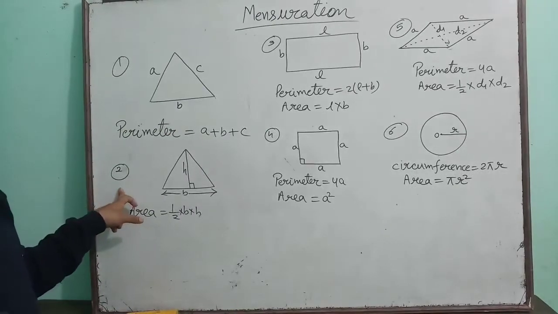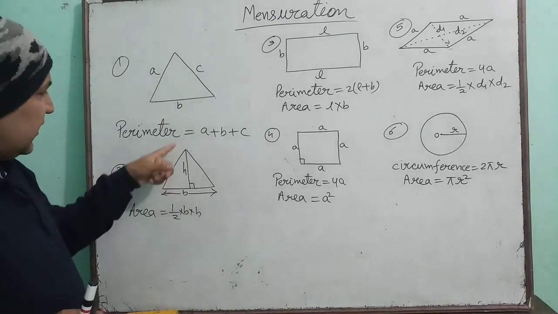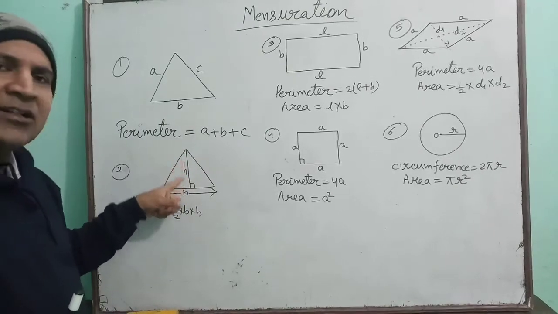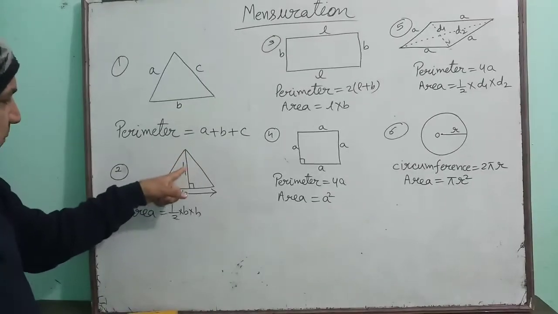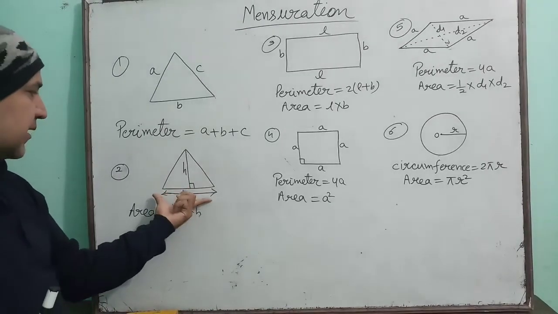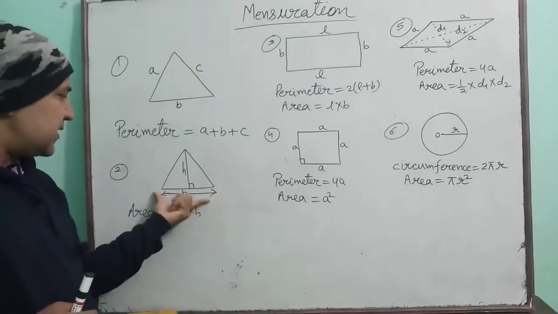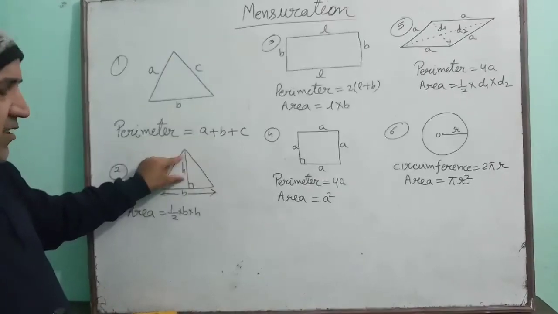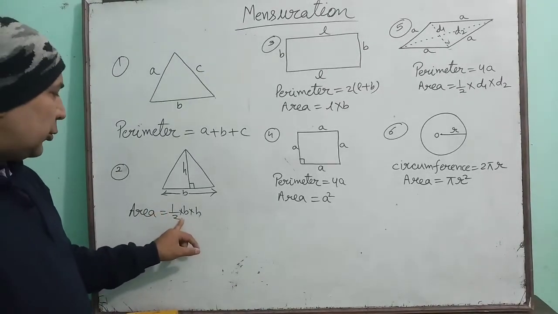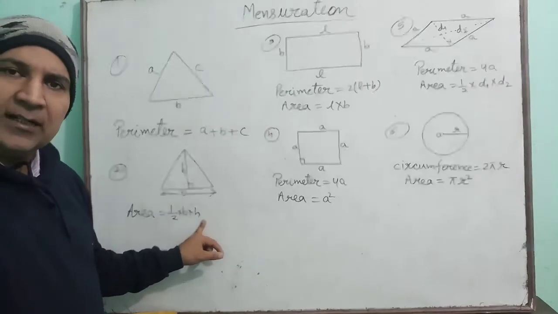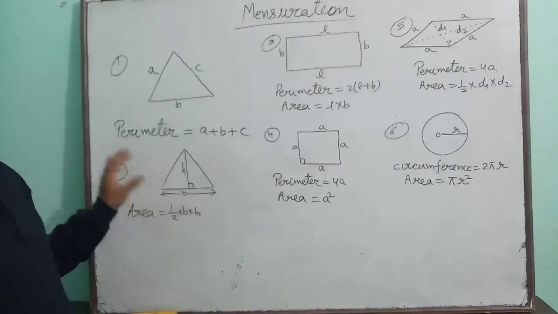Now, second, suppose this is the triangle in which H is the height of the triangle and the side on which this perpendicular is drawn is the base. So here base is B, H is the height, then area of the triangle will be 1 by 2 into base into height. This is the area of a triangle.